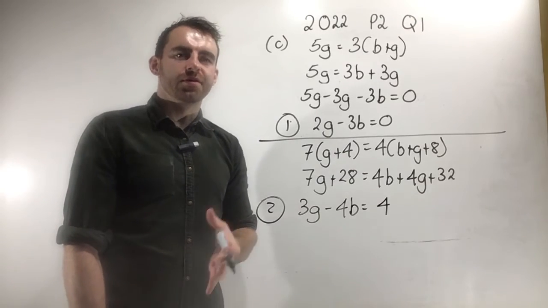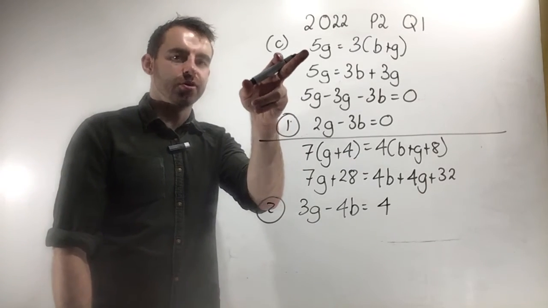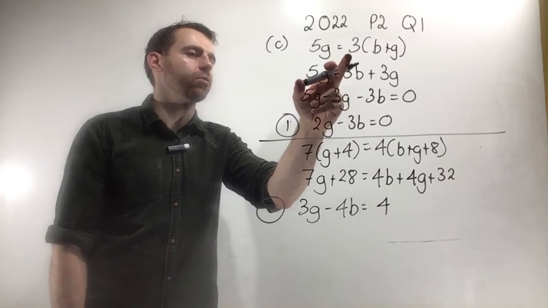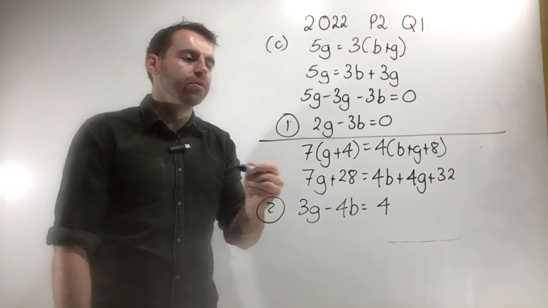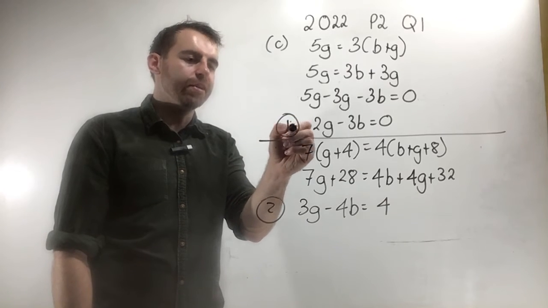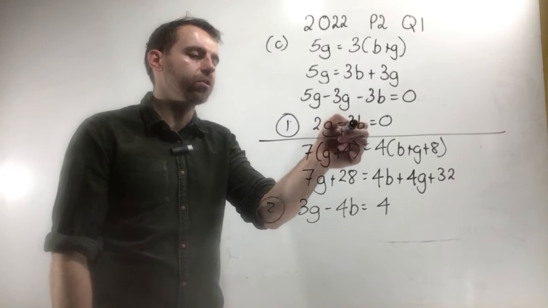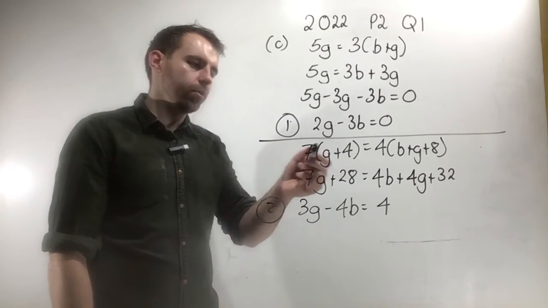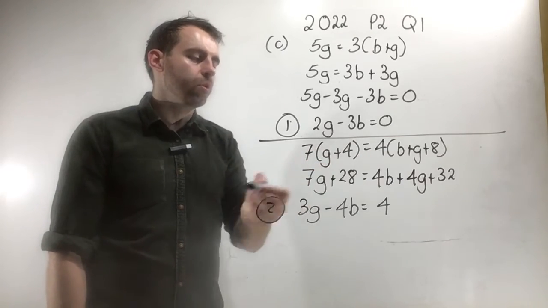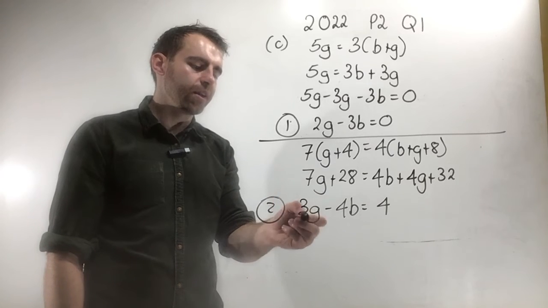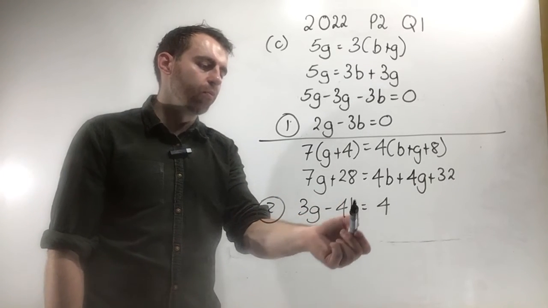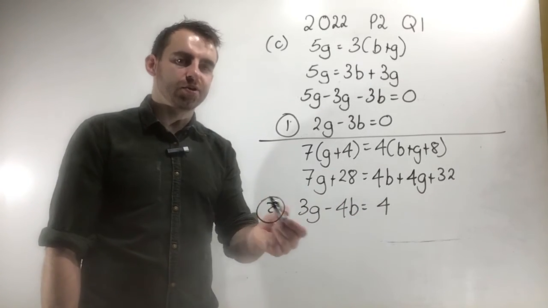So all I've done here is I've simplified further. I left you, the first equation we came up with was 5G equals 3 times (B plus G). I've just multiplied that out, and I brought everything to one side. So my first half of my simultaneous equation is 2G minus 3B equals 0. With the other one, I left you here. I just multiplied it out now. I've brought my letters to the left and numbers to the right. So my second equation is 3G minus 4B equals 4. And now let's just solve it.